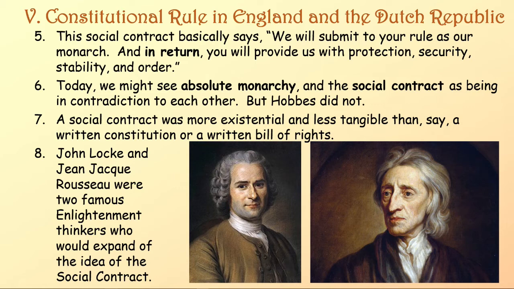The social contract basically says this: we will submit to your rule as our monarch, and in return, you will provide us with protection, security, stability, and order. Today, we might see absolute monarchy and the social contract as being in contradiction to each other. But Hobbes didn't. He did not see it that way. A social contract was more existential and less tangible than, say, a written constitution or a written Bill of Rights. John Locke and Jean-Jacques Rousseau were two other famous Enlightenment thinkers who would expand on the idea of the social contract, especially Jean-Jacques Rousseau, who wrote a book called, you guessed it, The Social Contract.